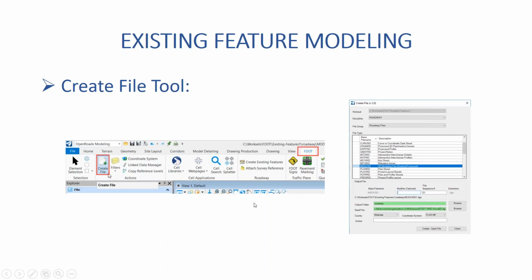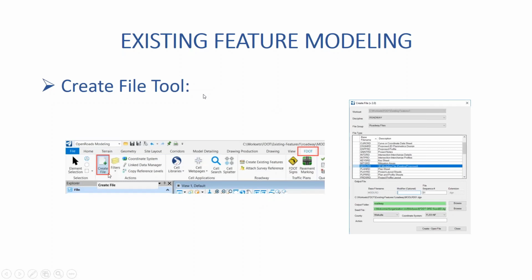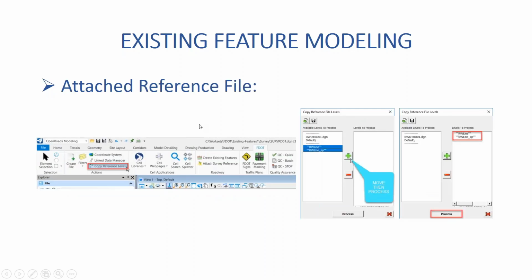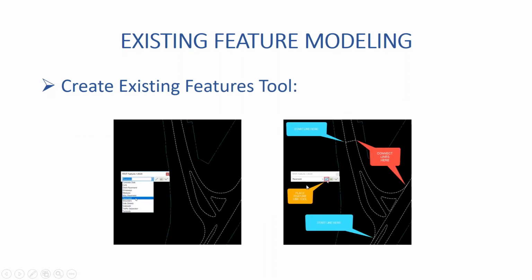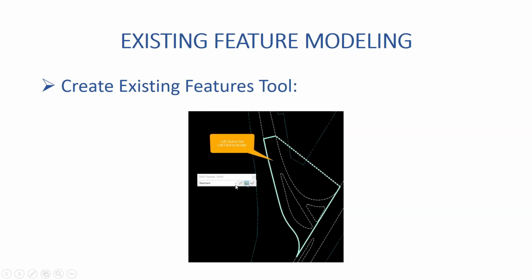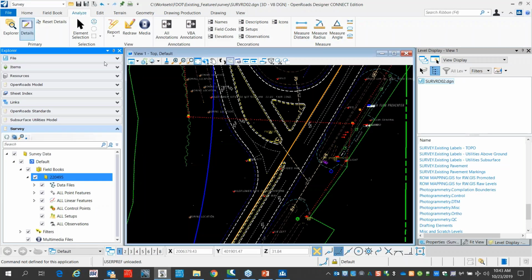Okay, so I want to talk a little bit about existing models, and it's probably faster for me to show you this than to go through the PowerPoint here. But we have a create file tool. We also have an attached reference tool. I'm going to show you the create existing features tool, and then how to create the existing feature model and what it's all about. Okay, so before I go any further, let me see if this is going to work in ORD, and it shouldn't have a problem.